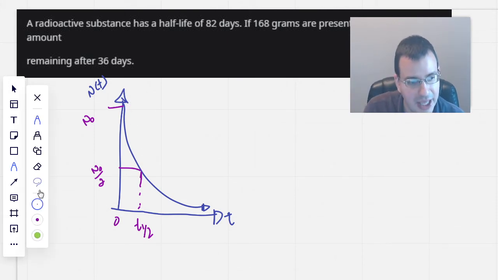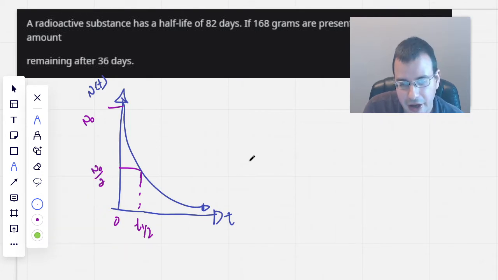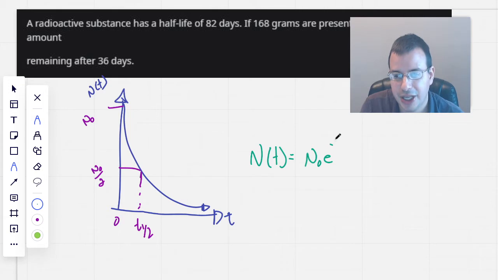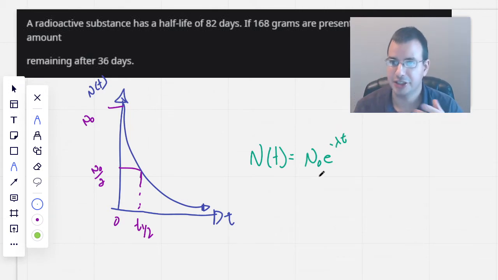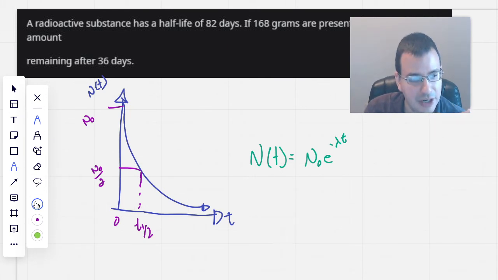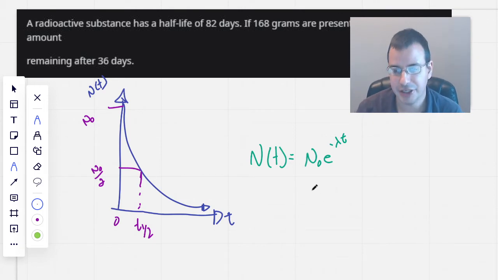So this is an exponential decay. An exponential decay has the format that the amount existing at time t is the amount you started with times e to the negative lambda t, where lambda is just some sort of constant, a decay constant. We're going to use the information we're given in the beginning to determine what this decay constant is.